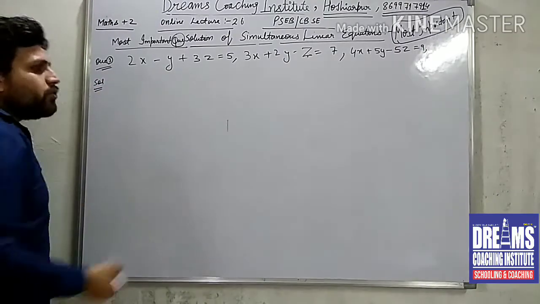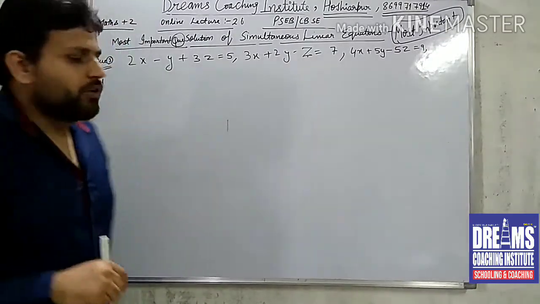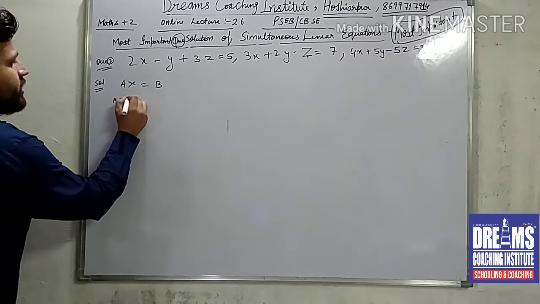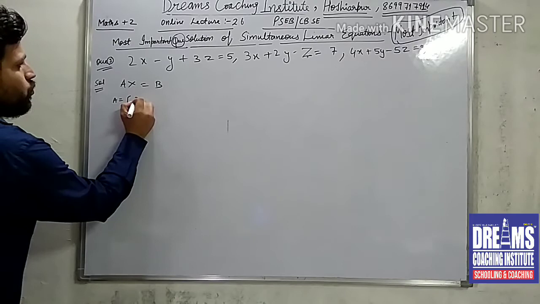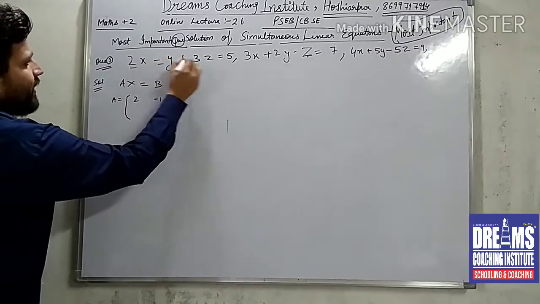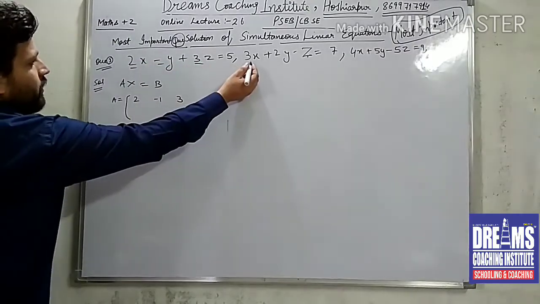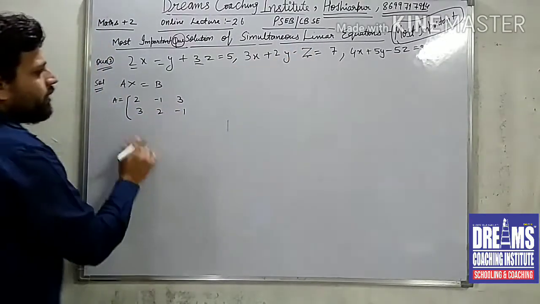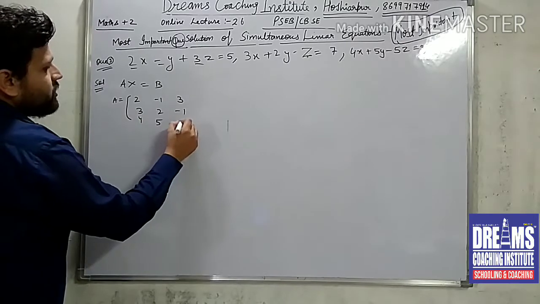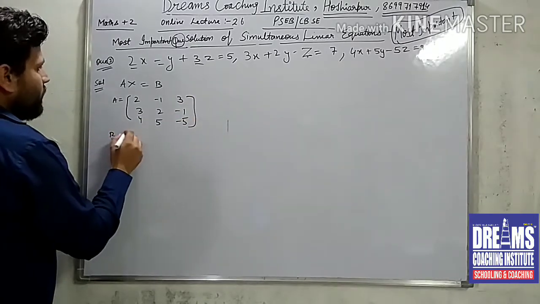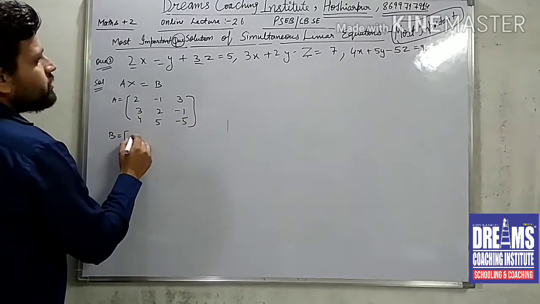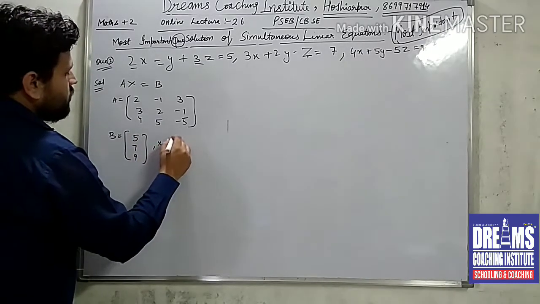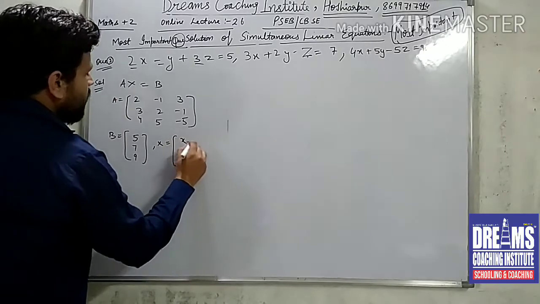So now what we need to do is write the matrix equation of this. The matrix equation is given by Ax equals b, where A is the matrix of coefficients: 2, minus 1, 3, then 3, 2, minus 1, then 4, 5 and minus 5. So this is your A. What about B? B is the elements on the right hand side: 5, 7 and 9. What about x? x is the variables x, y, z.